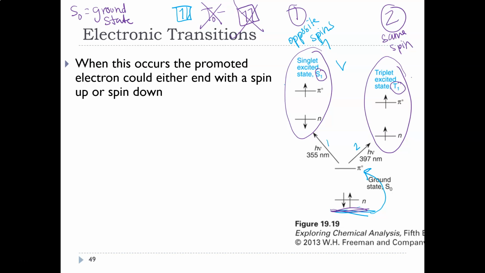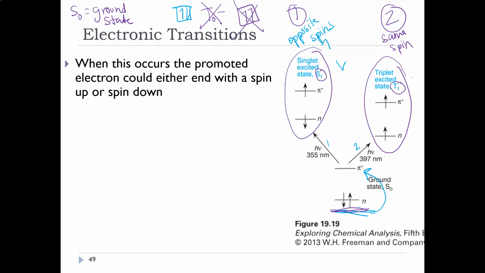It could go from S0 to S1, meaning when the electron is promoted, it's a singlet scenario, or it can go from S0 to T1. So when it's promoted, it goes to the triplet state. The S and the T stand for singlet or triplet. You will need to know the difference between singlet and triplet.